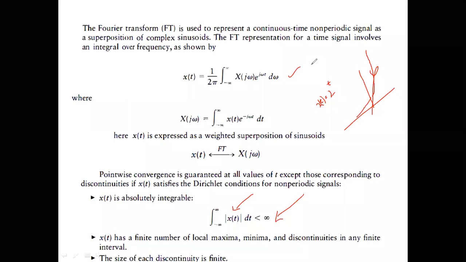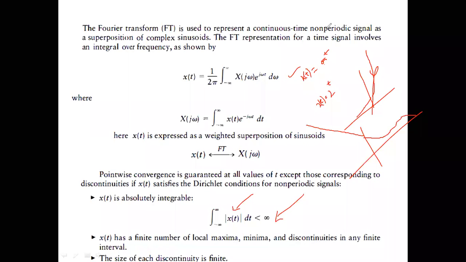What about x of t equal to 0.5 to the power t? Does this thing have a Fourier transform? No, I guess, right? Because 0.5 to the power 0, 0.5 to the power 1, 0.5 to the power 2, and so on. It's a decaying exponential on the right side, but it's a growing exponential on the left side. So this also does not have the Fourier transform.